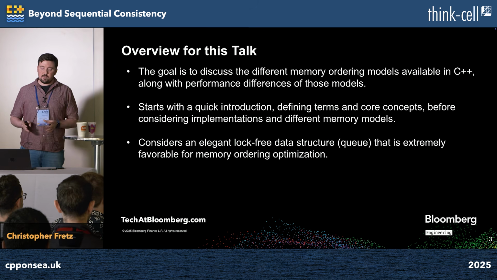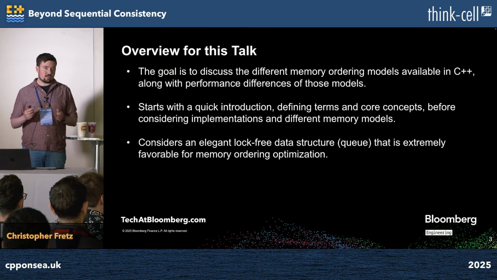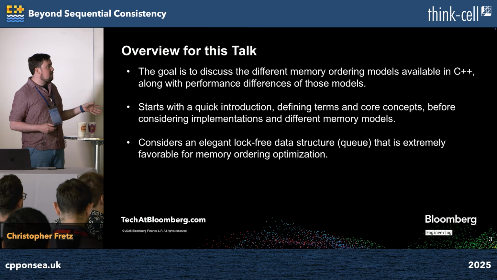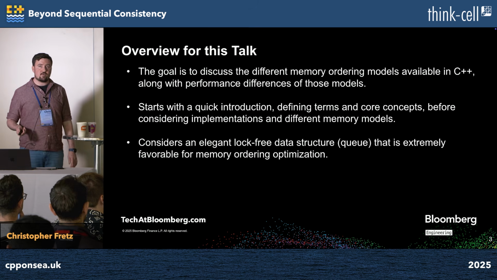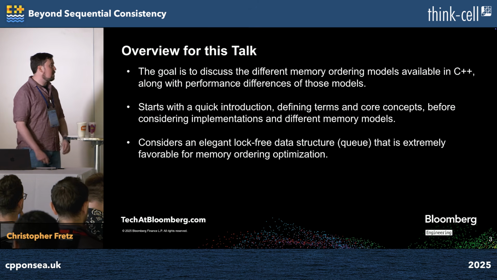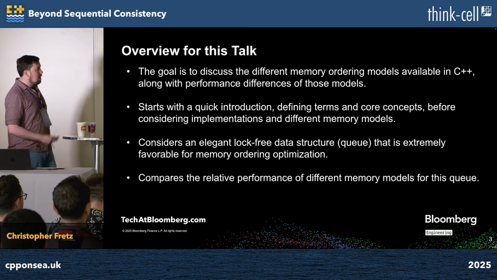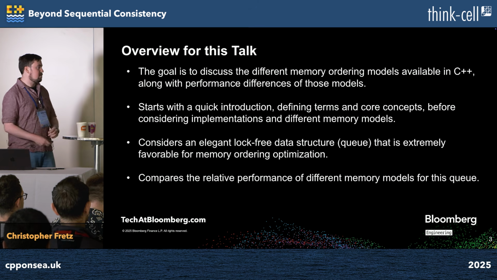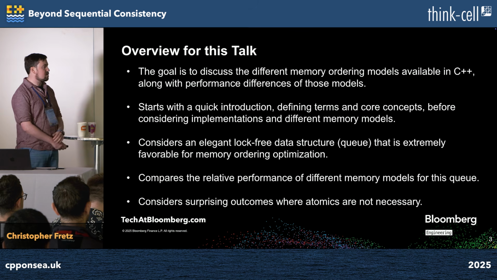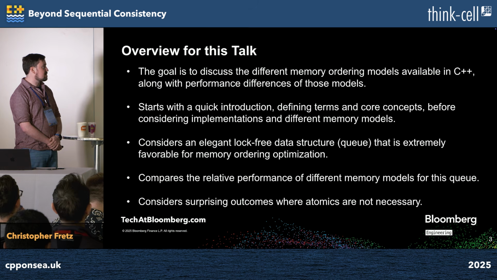To do the benchmarks itself, we consider an elegant lock-free data structure that is extremely favorable for memory ordering optimization. It's a data structure that I spent a bunch of time working with at a previous job, but it turns out that it optimizes particularly well, which makes it an interesting case example. We consider the relative performance of different memory models for this queue, and we also consider some surprising outcomes where atomics are not even necessary, which is interesting.